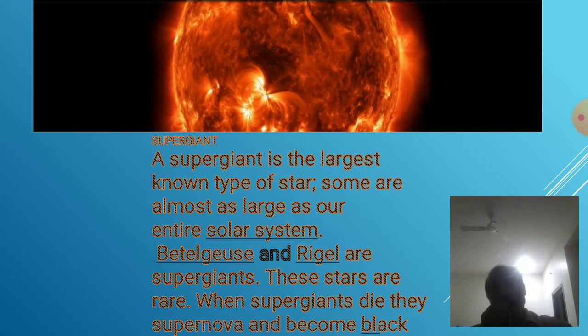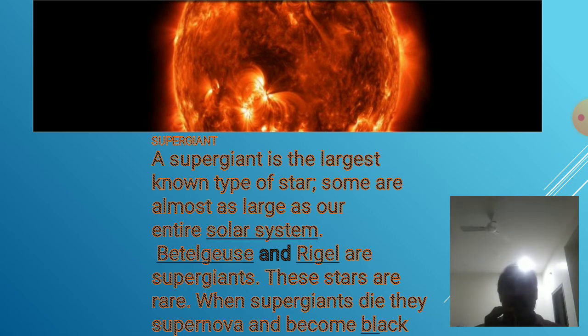So this is a supergiant in the picture. Just observe here how supergiants appear, vibrant in color, in a spectacular diagram. A supergiant is the largest known type of star. Some are almost as large as our entire solar system. Betelgeuse and Rigel are good examples of supergiants.